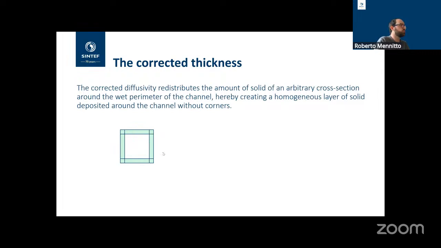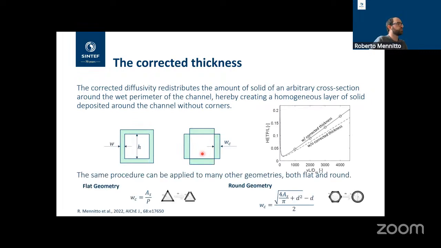What they did then was to say, okay, what we want to do, we want to keep the volume of gas constant, so the white one here, but we want to redistribute the solid corners on the sides, thus reducing the 2D diffusion problem to a 1D diffusion problem. So now what we have is a diffusion in a slab, effectively. And they introduced the concept of corrected thickness, which is basically the thickness of the solid that comes after redistributing the corners of a geometry.